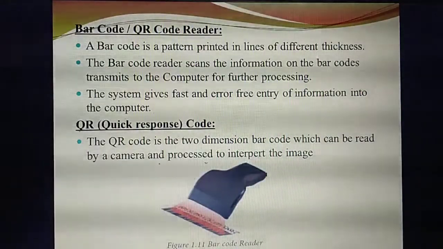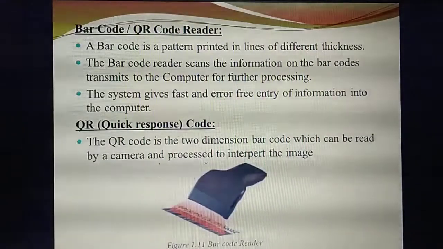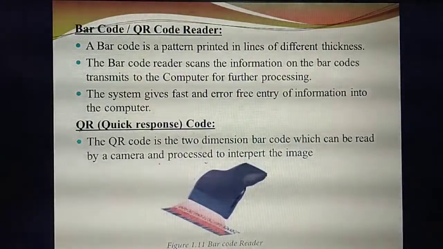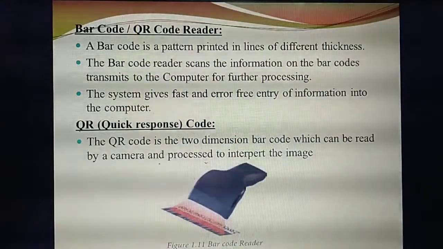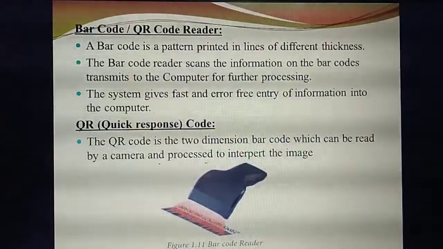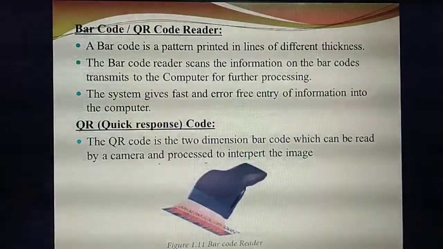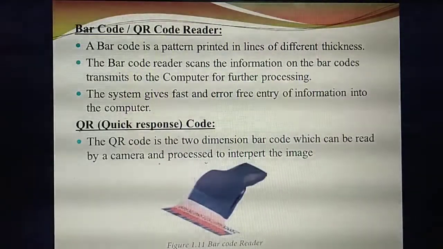Like most of the pen, then all the things, all the stationery things, anything you bought from the store, each and everything has a what? Barcode. Have you seen it? Silver color lines, the silver color paper with black lines. That is called what? Barcode.